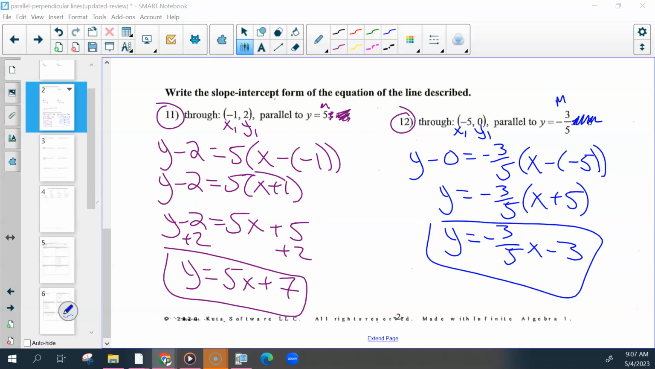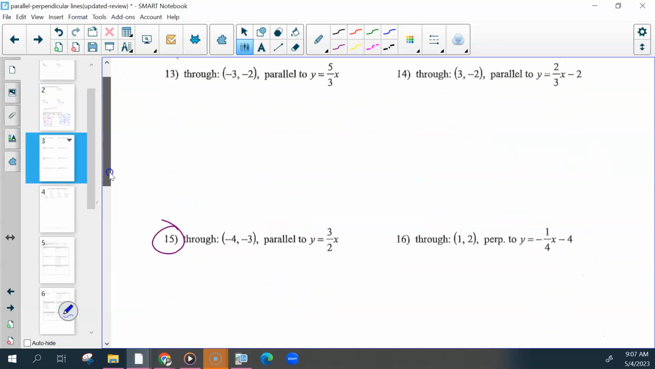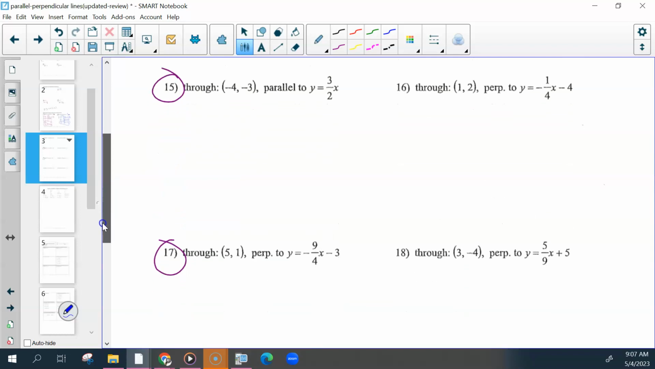What questions do we have on that one? On to the next. Starting with 15, we have another parallel. So the slope is going to be the same. We have x1, we have y1.